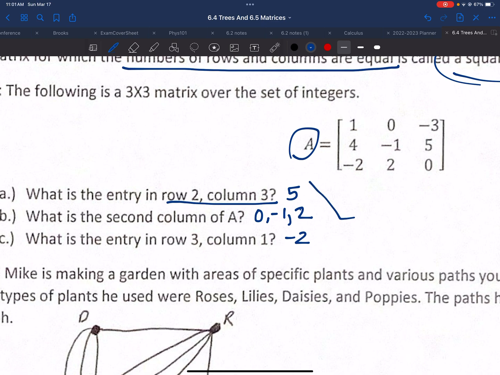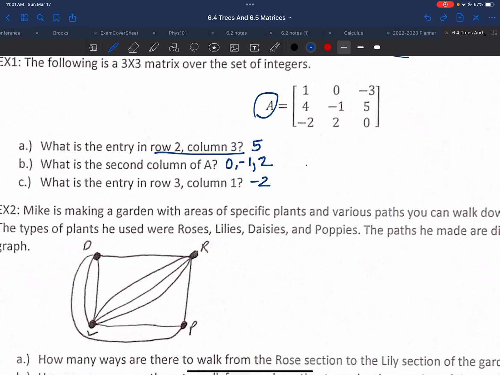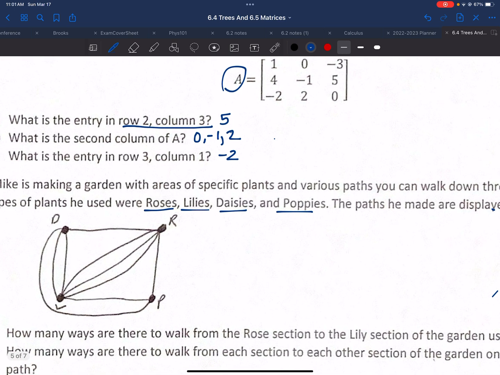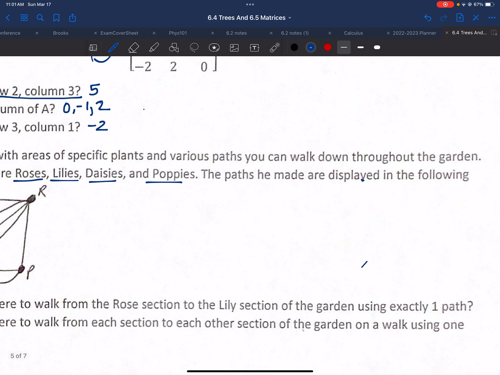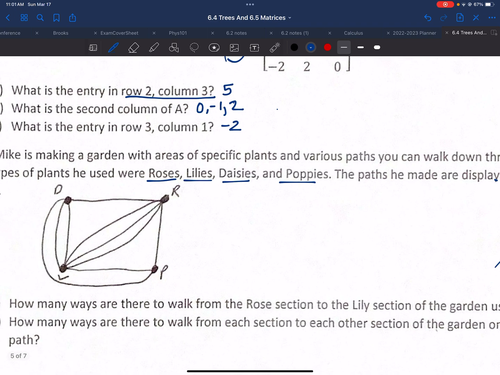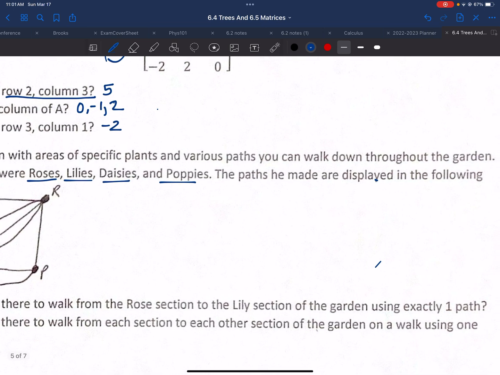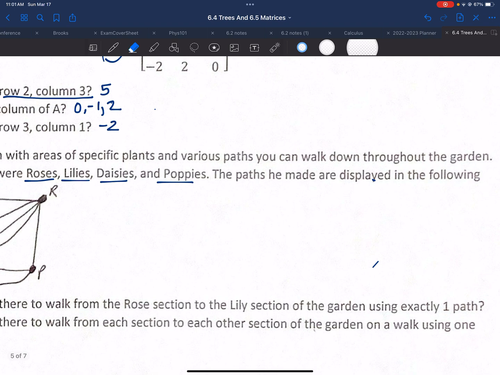Well, now we're going to look at Mike, who is making a garden with areas of specific plants. So we've got roses, lilies, daisies, and poppies. The paths he makes are displayed in the following graph. So we have a graph of that. How many ways are there to walk from the rose section to the lily section of the garden using exactly one path? We're really looking at one edge. I'm not sure I like the idea of a path there.